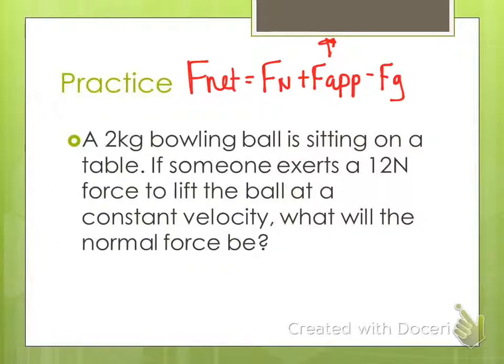But essentially, if we're attempting to lift something but we're not getting it off the table, our F net has to be 0. That was a part that tripped some people up. Some people left out the F applied altogether. But we've got to have all three of those forces in there. So upward forces have to equal downward, and we should have gotten 7.6 newtons for our normal.